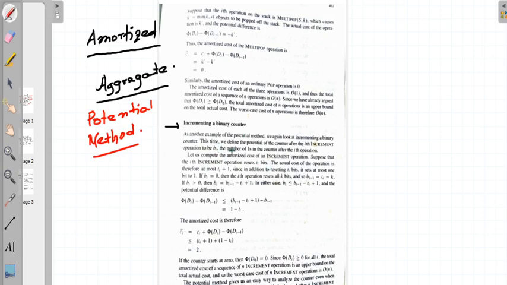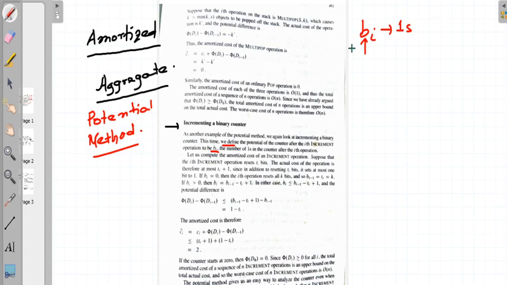So for this, what we have to do is define the potential of the counter after the ith increment operation to be bi. And what is this bi? Bi is the number of ones in the counter after the ith operation, which will be stored in this data structure.